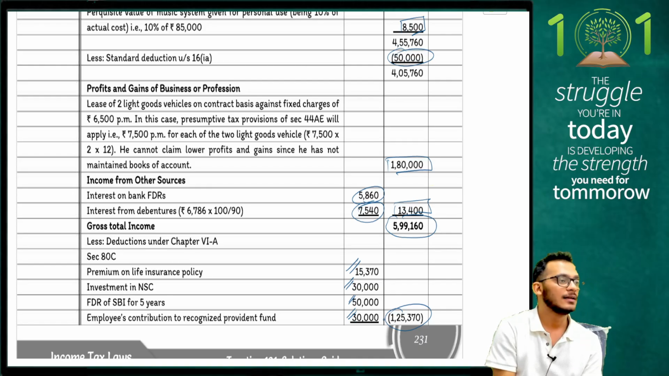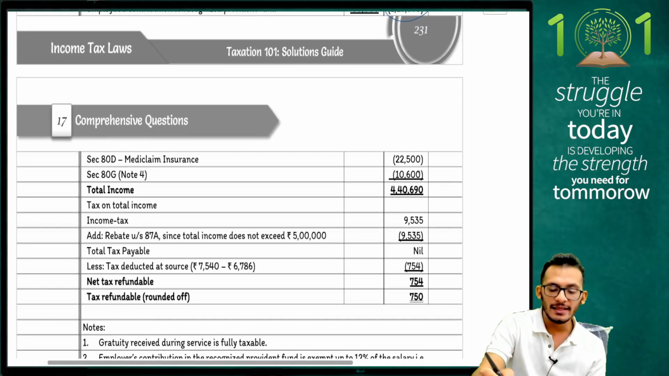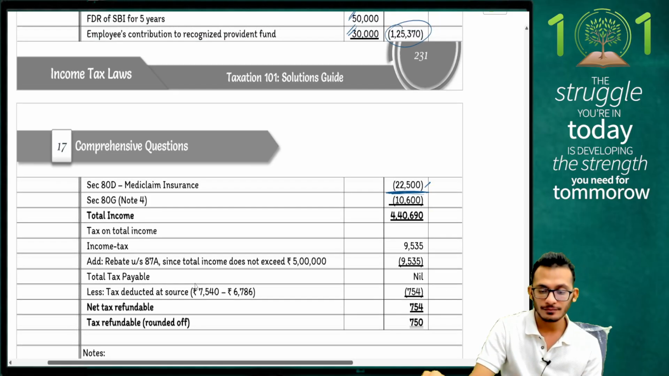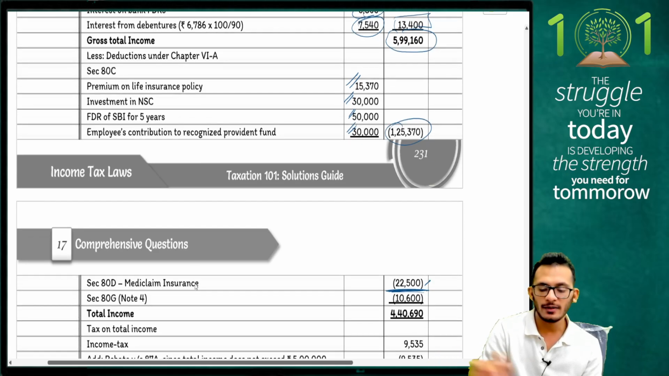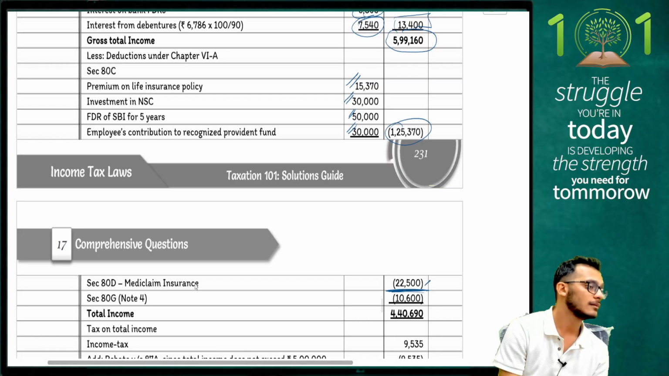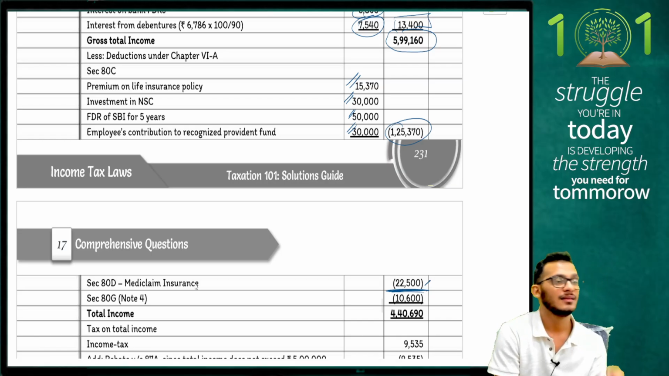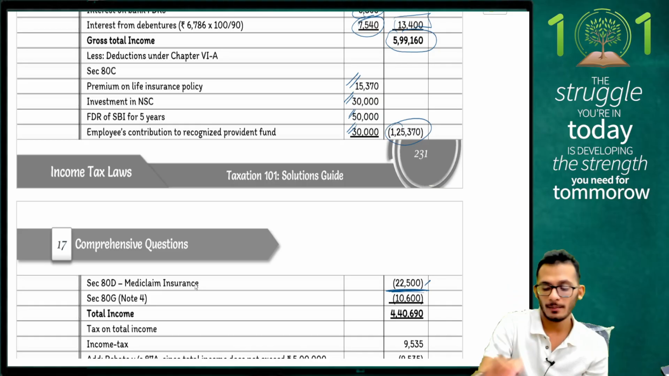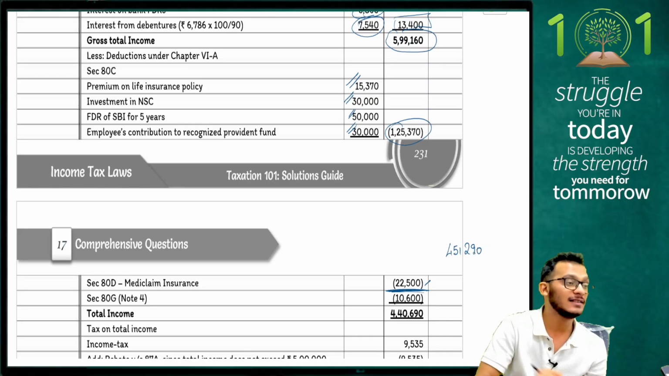Therefore, fully allowed as deduction. Then I had 80D, which is 22,500. 80G kept aside. I will have to find the adjusted GTI. Check and tell me: 5,99,160 minus 1,25,370 minus 22,500 gives 4,51,290.